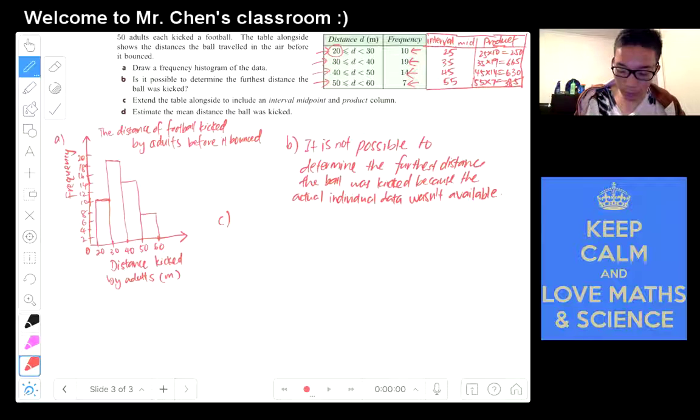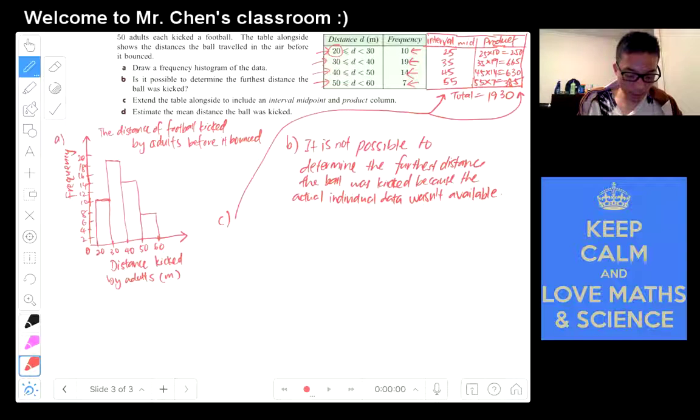Once you've got that, you actually need to calculate the total. Okay, so the total is pretty much just adding them all up. So 250 plus 665 plus 630 plus 385, which will give you 1930. Okay, so from there, I actually got this one and that one.